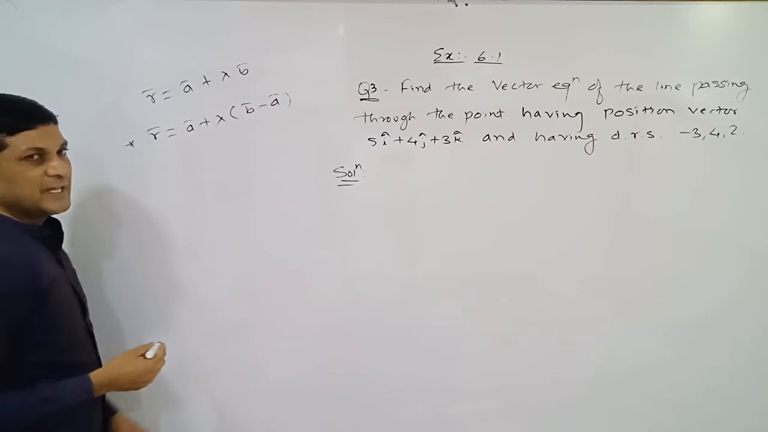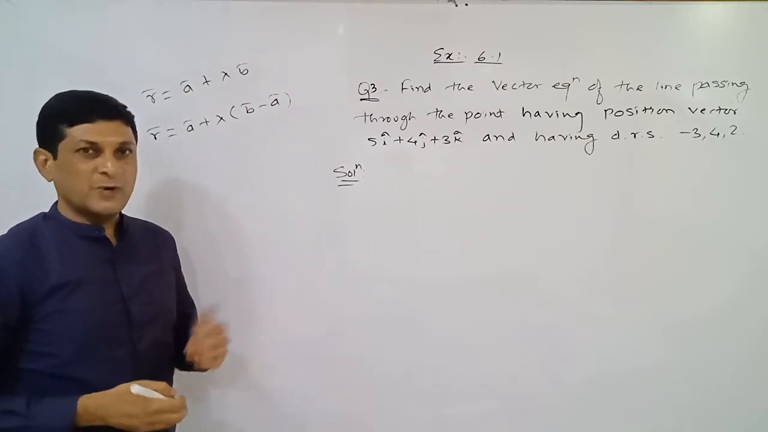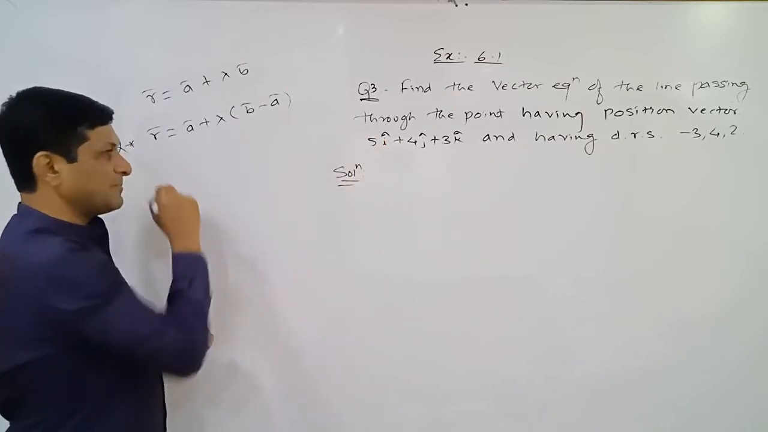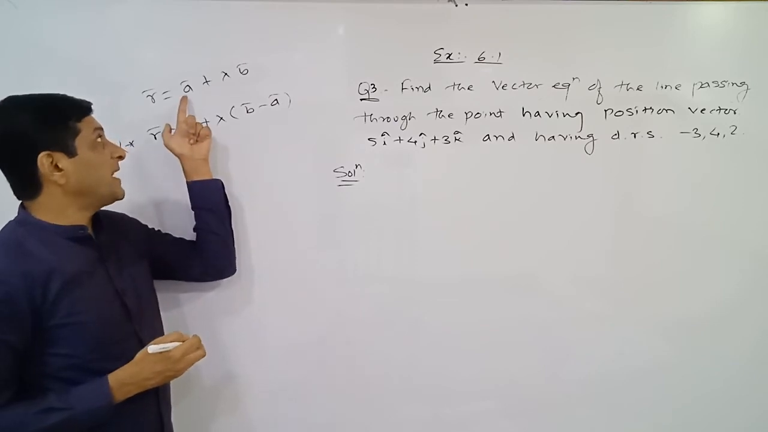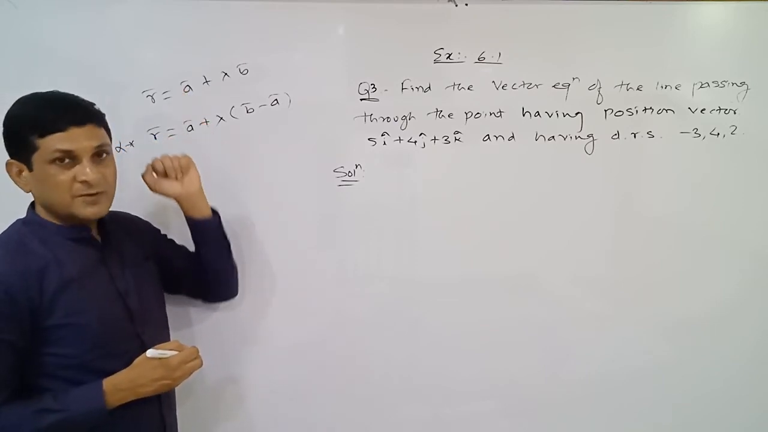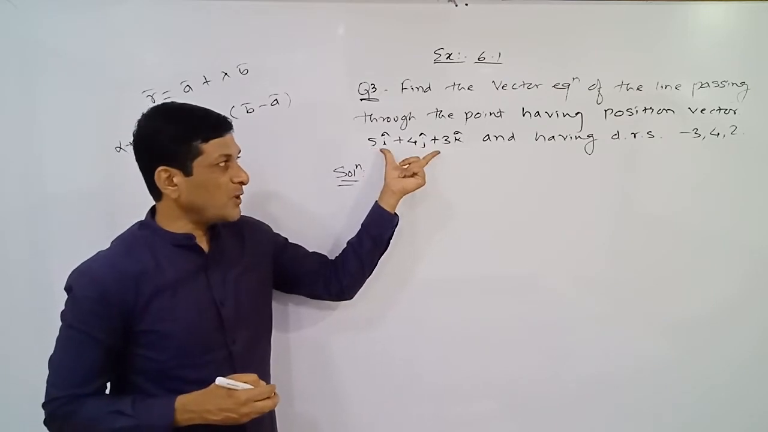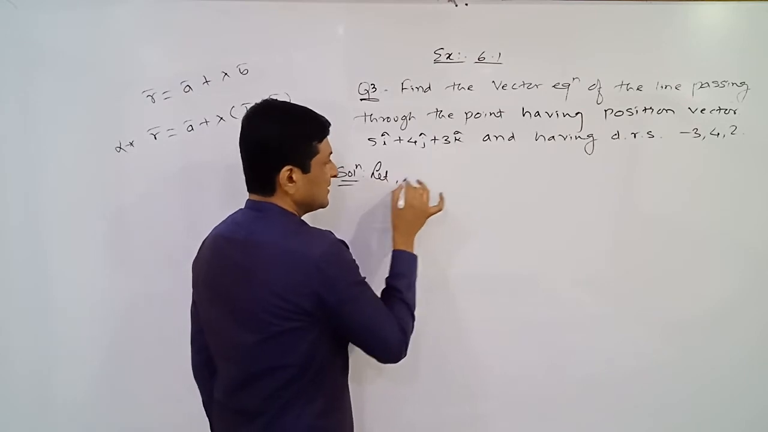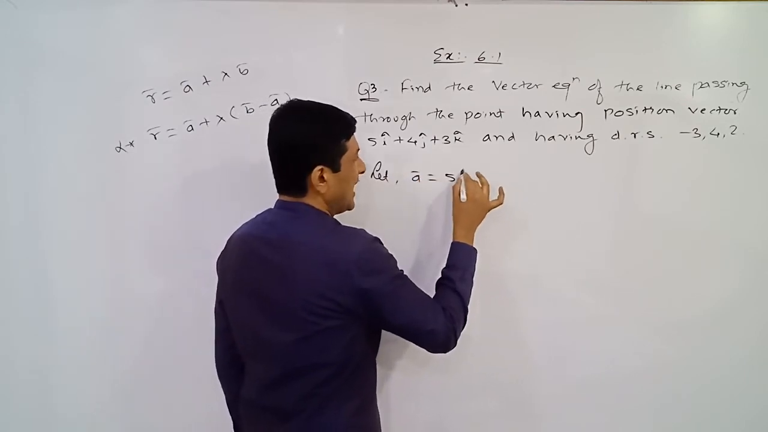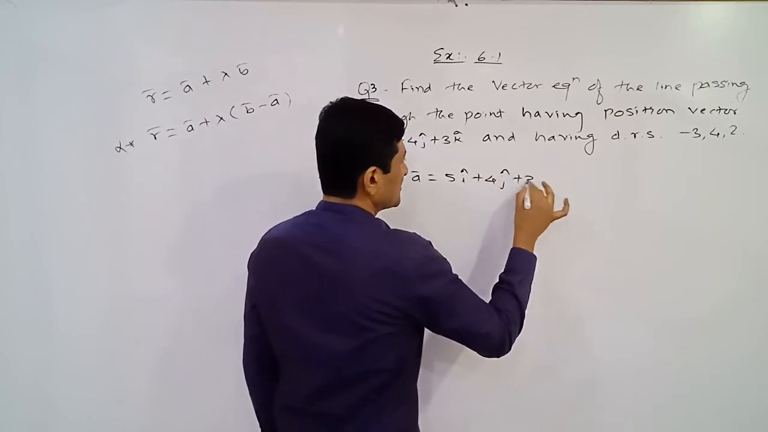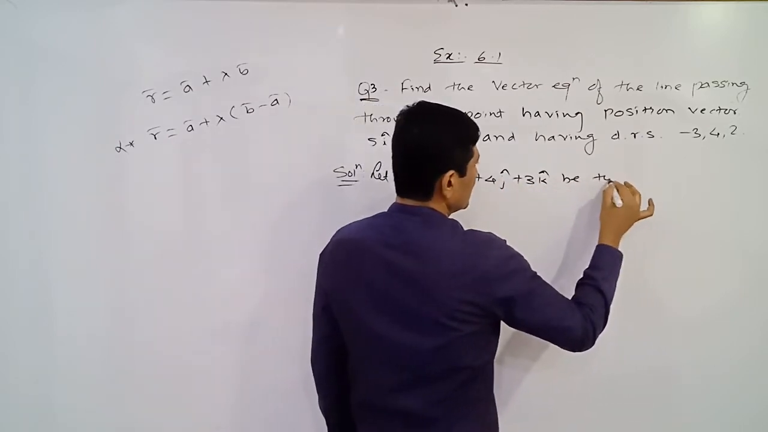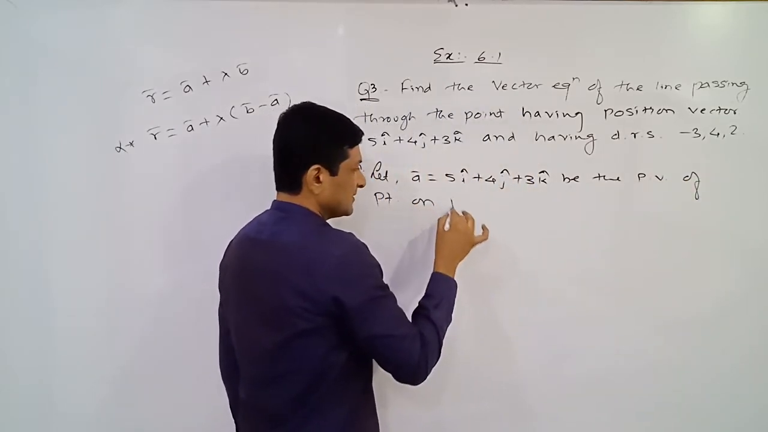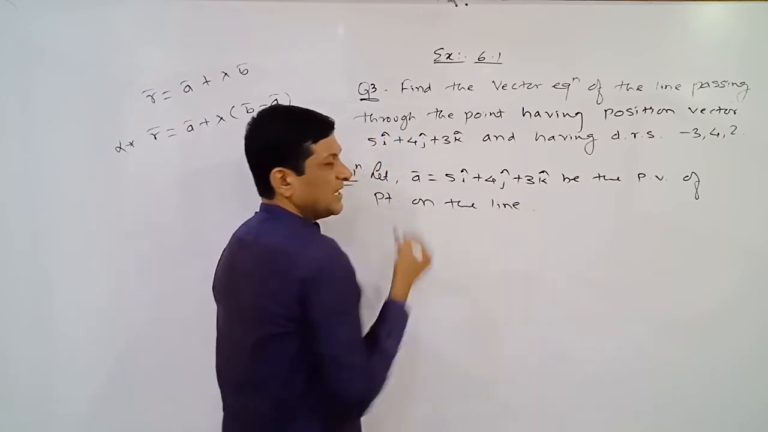This second formula is applicable if the position vectors of two points on the line are given to us, but here the position vector of only one point is given, so this formula is not applicable in this example. Means we have to apply the first formula. So a bar is what? The position vector of a point on the line. Here it is given to us, so we denote this position vector by a bar. So let a bar is equal to 5i cap plus 4j cap plus 3k cap be the position vector of a point on the line. So the value of a bar is known to us.